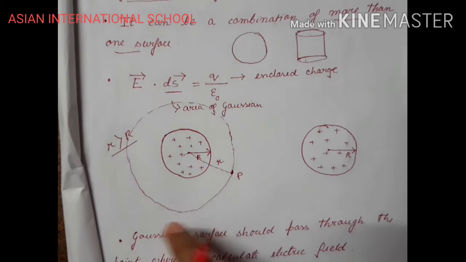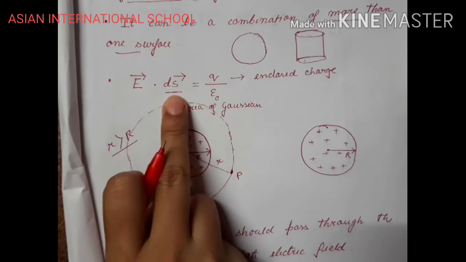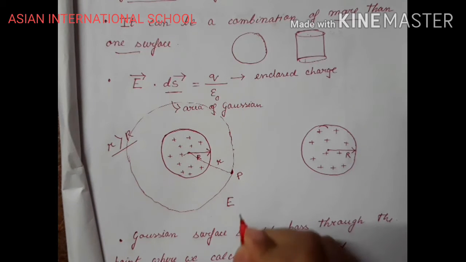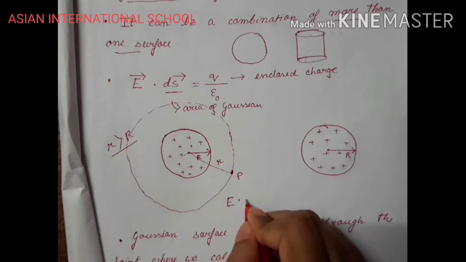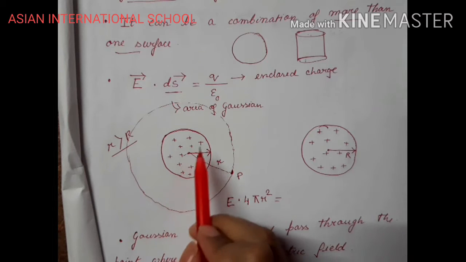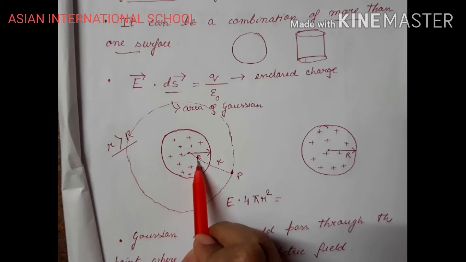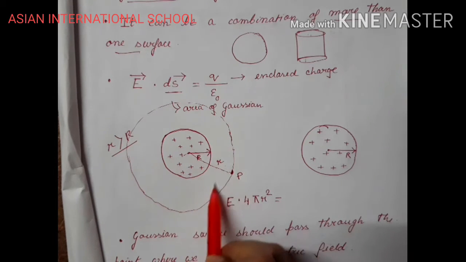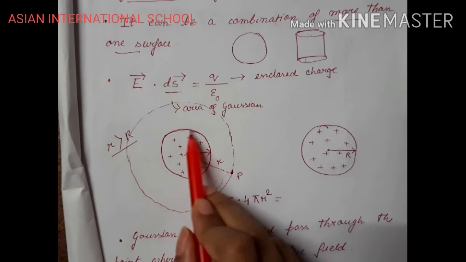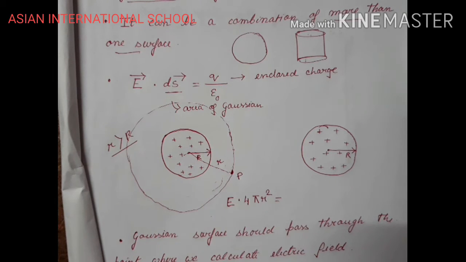Now, if I want to apply Gauss theorem in this case, what did I tell you? This ds is the area of the Gaussian surface. So I consider E. Then what will be my ds? My ds will be 4 pi r square. Right? And how much charge is being enclosed? The charge is being enclosed only for the sphere having radius capital R. There is no charge here. This space is having no charges. Only charge is there inside this sphere. This is the enclosed charge which is there inside the Gaussian surface.